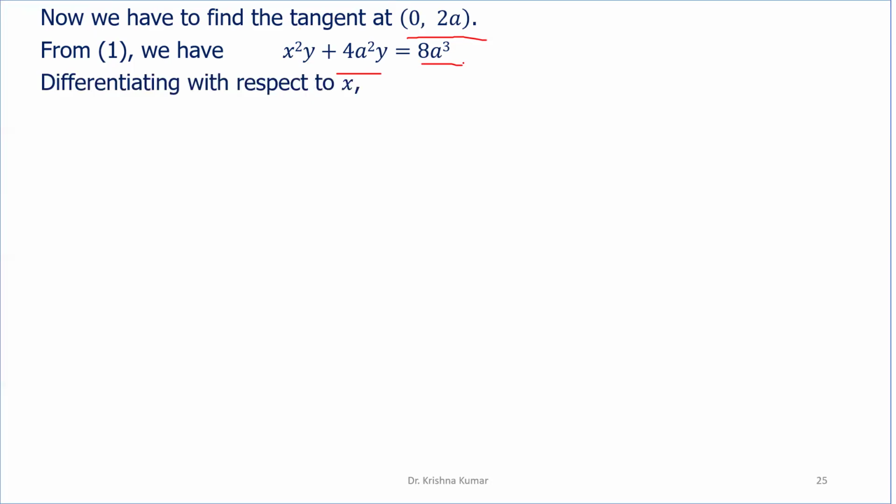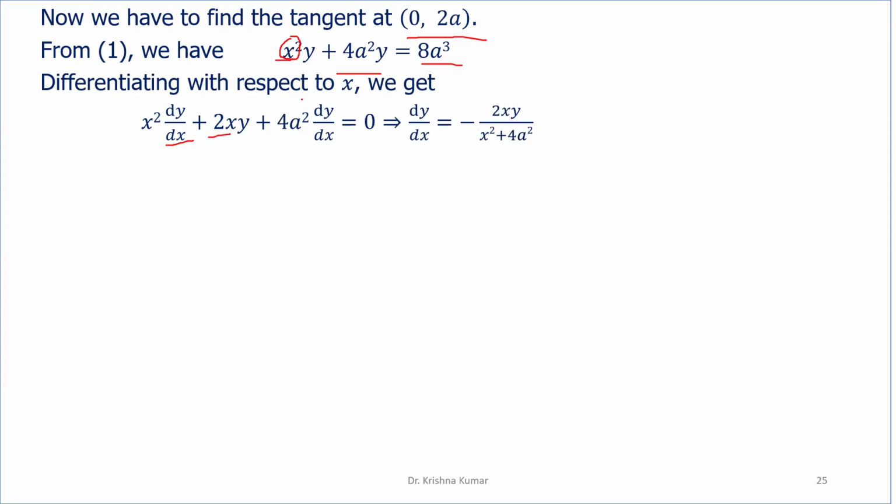Let us differentiate with respect to x. We get the first function x square times the derivative of y, which is dy/dx, plus the derivative of x square, which is 2x, into y, plus 4a square times dy/dx, which is equal to 0, because this is a constant, so the derivative of a constant is 0. Now if we simplify it, we can transpose 2xy to the right hand side, and (x square plus 4a square) times dy/dx. So dy/dx is minus 2xy upon x square plus 4a square.